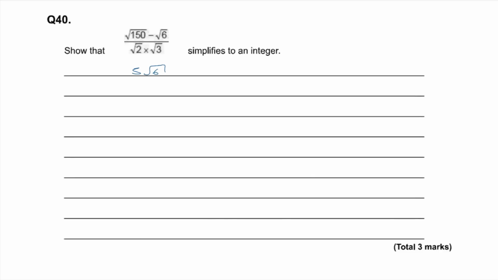root 6 on the top, and I've got that minus root 6 there, and then I've got root 2 times root 3. Well, root 2 times root 3 is the same thing as root 2 times 3. 5 root 6 minus root 6. If I've got 5 root 6 and I take a root 6 away, I'm left with 4 root 6. And root 2 times 3 is the same thing as root 6. So I've got 4 root 6 divided by root 6. So I can cancel that with that, and lo and behold, it leaves us with an integer, which is 4.